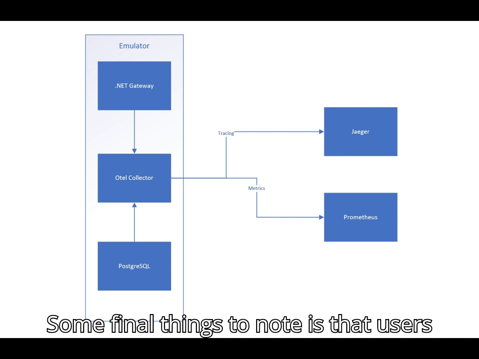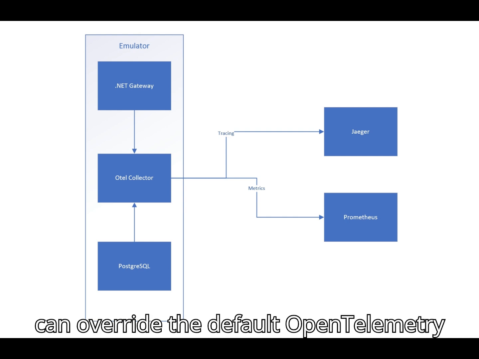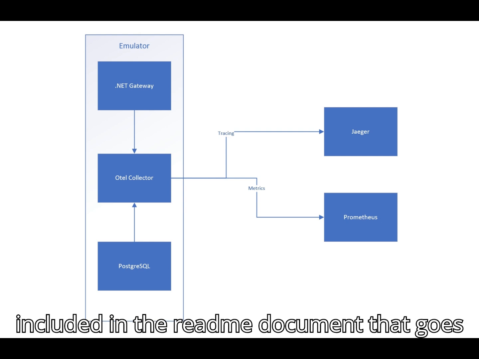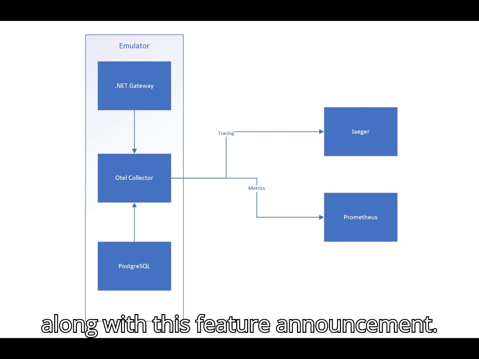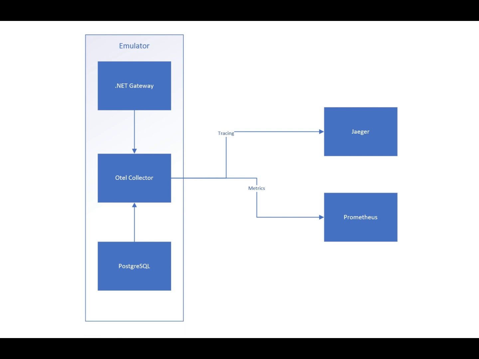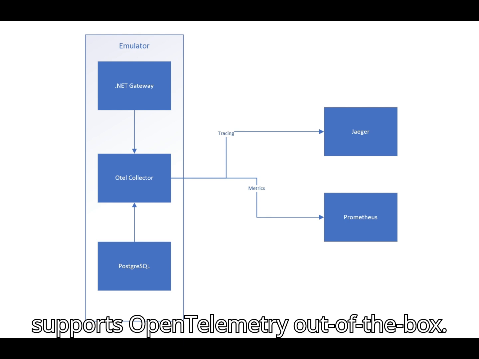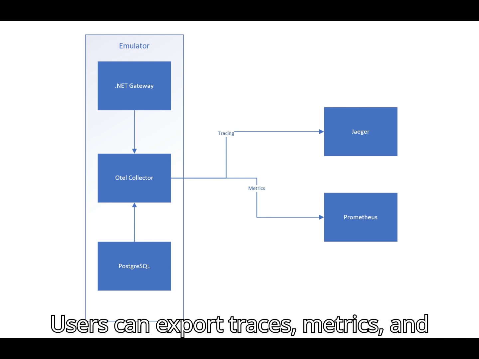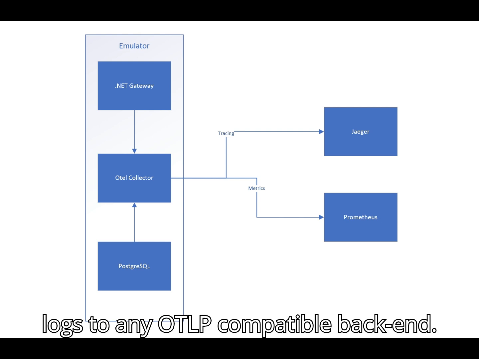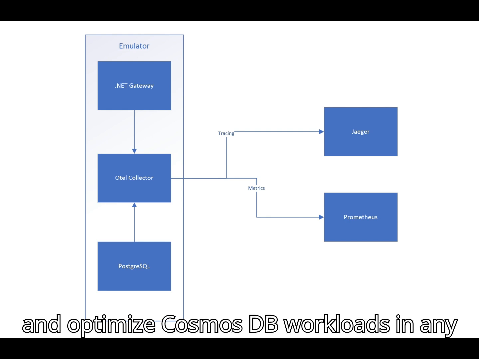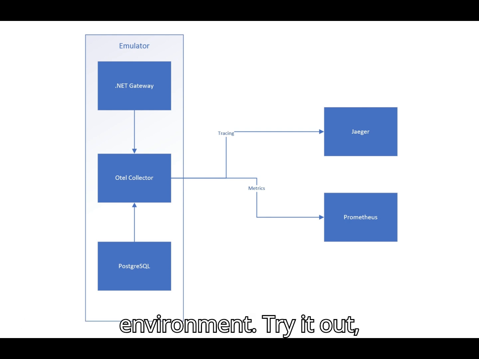Some final things to note is that users can override the default OpenTelemetry configuration. These instructions are included in the README document that goes along with this feature announcement. To recap, the Cosmos DB emulator now supports OpenTelemetry out of the box. Users can export traces, metrics, and logs to any OTLP compatible backend, which makes it easier to monitor, debug, and optimize Cosmos DB workloads in any environment.